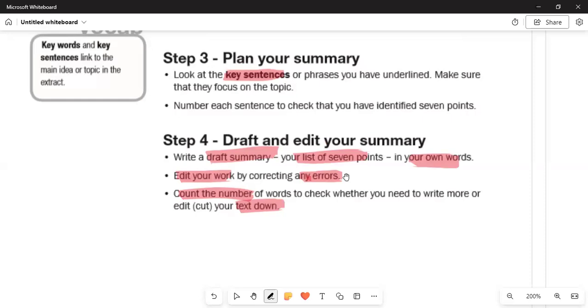So in step number 4, write the draft summary, listing those 7 points. They should be in your own words. Number 2, you need to edit your work and correct any grammar errors that are there. And then number 3, you count the number of words to check whether you need to write more or you need to edit your work. It means you cut down your text. Remember that you are given a guideline on how many words you must use when writing the summary.